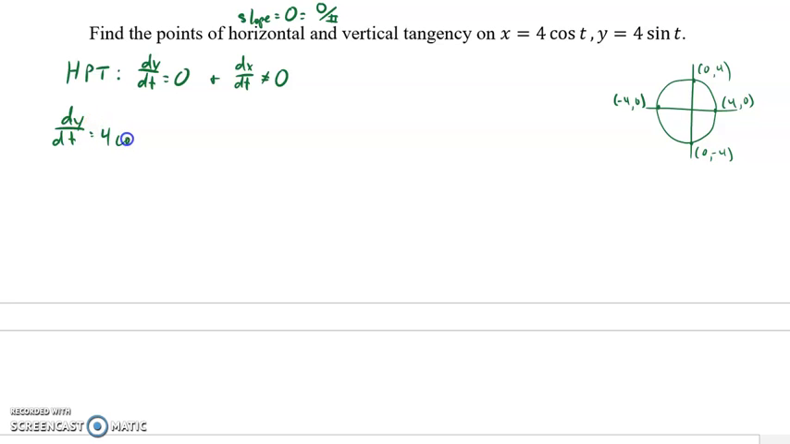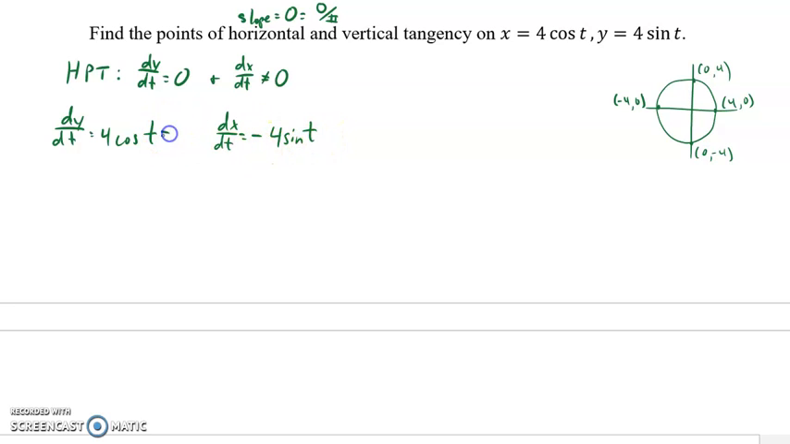Well, that's easy enough. dy dt equals 4 times the cosine of t, right? Sine differentiates to cosine. dx dt is going to equal negative, right? Cosine goes to negative sine, negative 4 sine of t. All right, so in practice, we don't worry about setting this not equal to 0 because there are lots and lots of t values that will cause this to not equal 0.